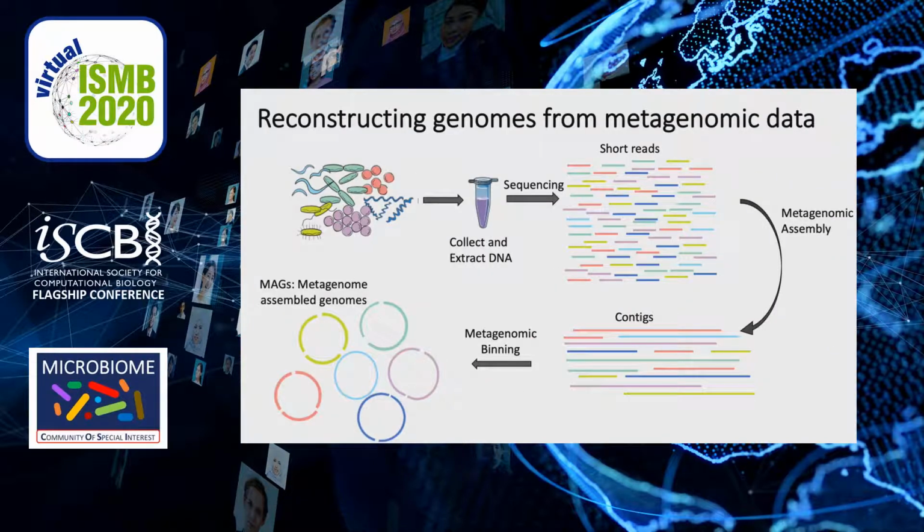Increasingly, studies of microbial communities rely on metagenomics. It is done by collecting and extracting microbial DNA from a human or environmental sample, and then high-throughput sequencing is used to capture short sequences called reads. Reads are assembled into longer contiguous sequences called contigs using metagenome assembly tools.